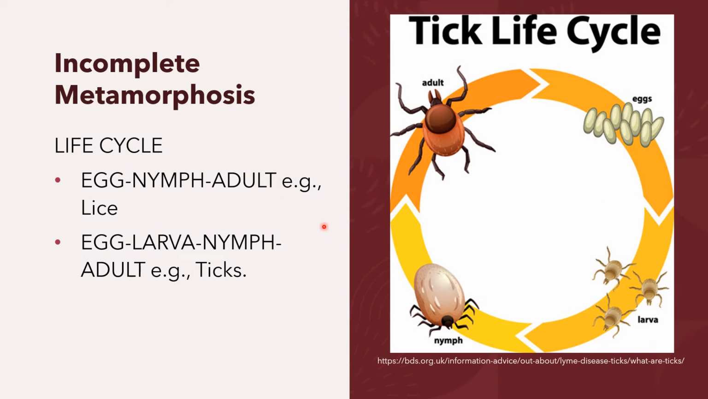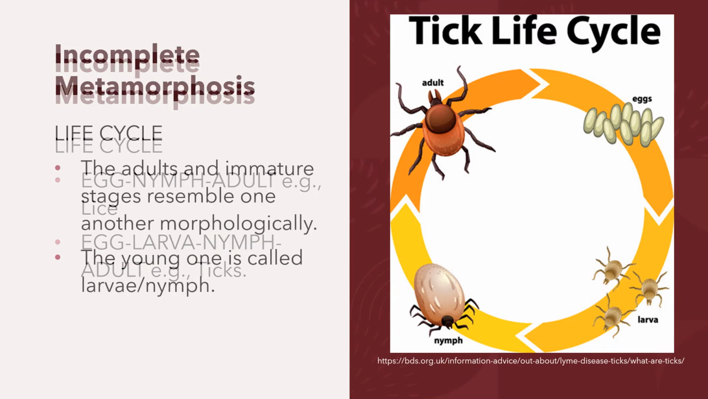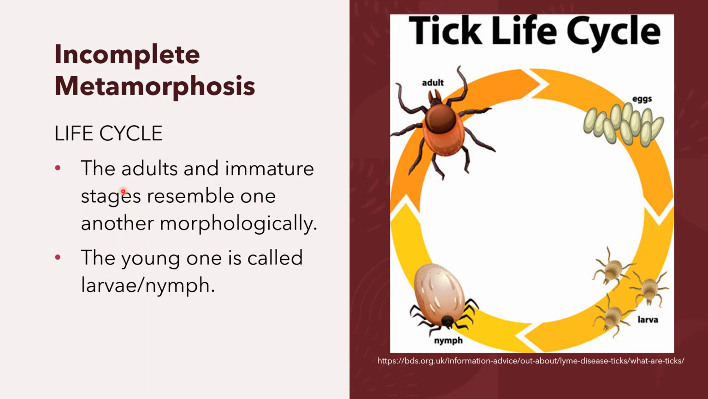Hence, in the incomplete type of metamorphosis, the life cycle includes the egg, the nymph, and the adult for the lice. And for the ticks, we have the involvement of the egg, the larva, the nymphal stages, and the adult. The adults and the immature stages resemble one another morphologically. The young one is called the larva or the nymph.